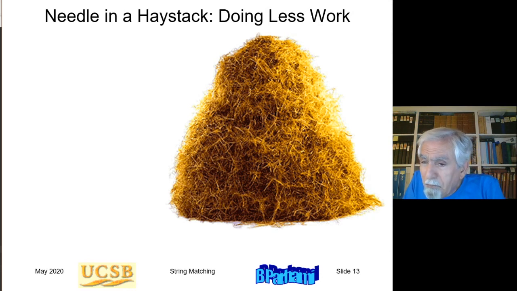Okay, so we established that the brute force approach is not practical, and it's definitely not what Google uses, because it would take months, sometimes years, to search the entire internet. So how does it do it? Well, there are a bunch of methods to reduce the amount of work when you search for pattern strings within data strings.